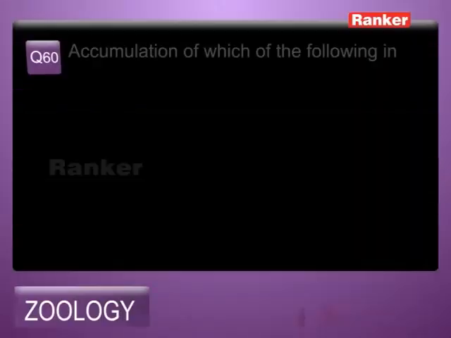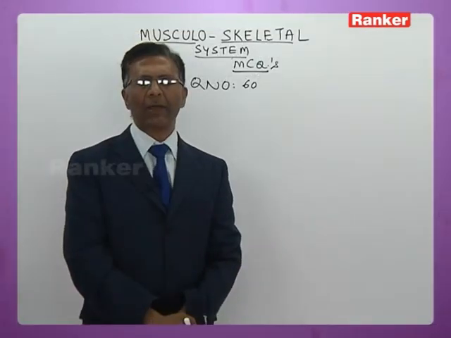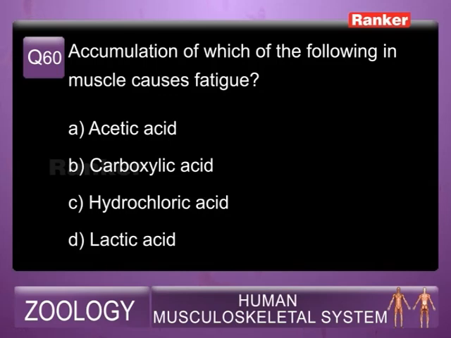60th is here. Accumulation of which of the following in muscle causes fatigue? A, acetic acid, B, carboxylic acid, C, hydrochloric acid, D, lactic acid. Accumulation of lactic acid and depletion of energy resources results in fatigue. So the answer is D. For the 60th question, the answer is D, lactic acid.